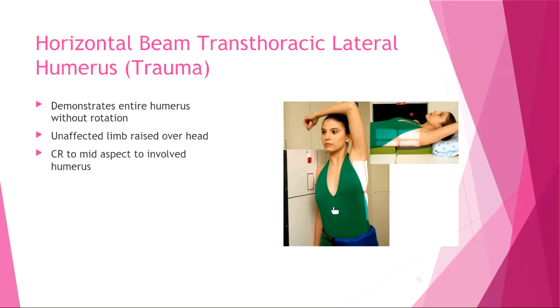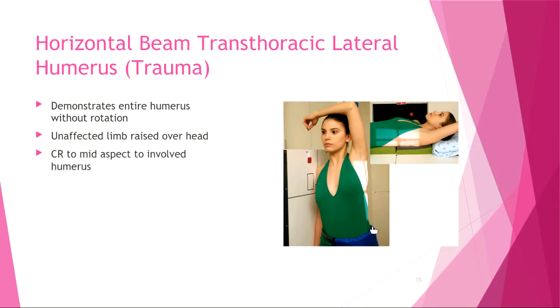So we place the patient's affected arm at their side in a neutral position. You try and have them drop their shoulder if at all possible, but a lot of times with a humerus injury, it's already dropped. They're going to raise the opposite arm up over their head so that it's out of the way, so that you don't get any superimposition from this arm over the affected arm. Again, tell the patient to continue to breathe normally. You can shield the patient.